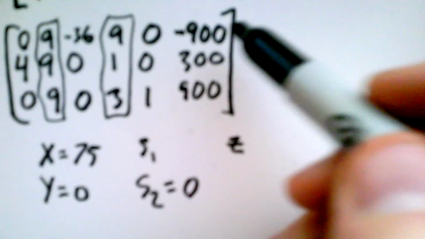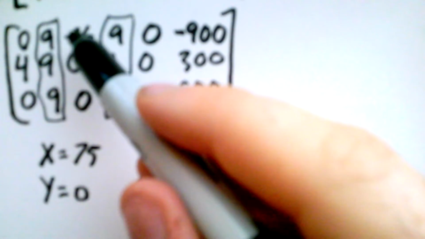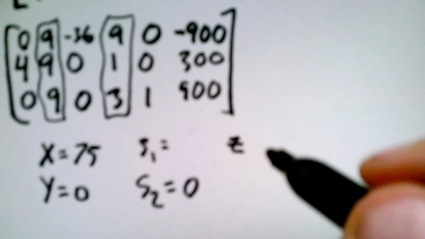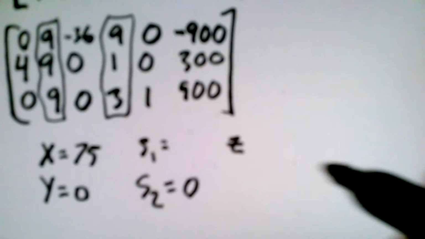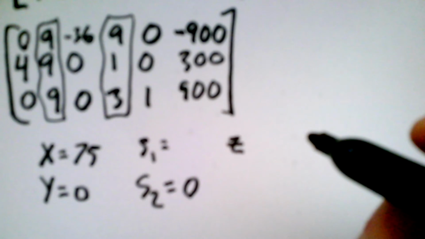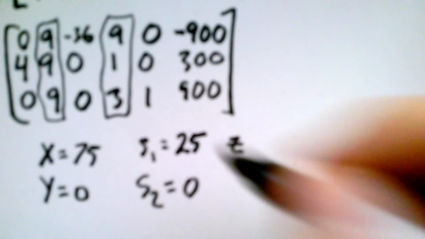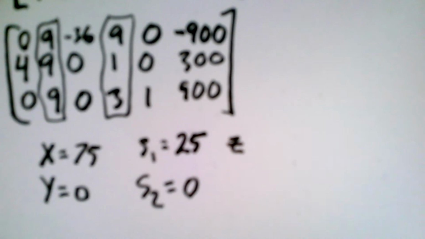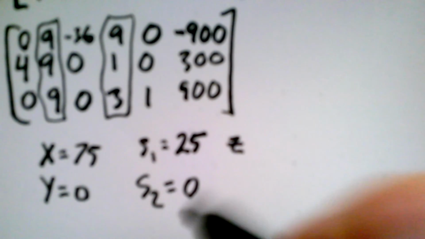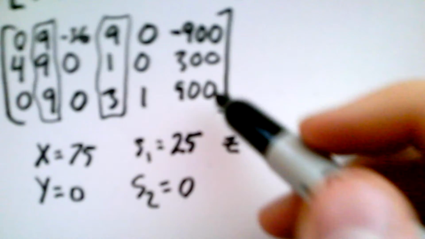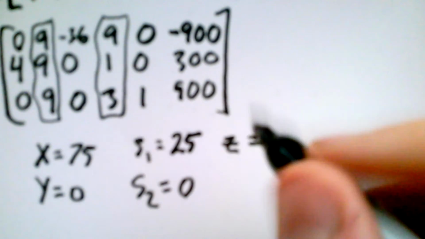We move on to the next one. 900 over 36, or negative 900 over negative 36, is the same as 900 over 36, which is the same as 300 over 12, which is the same as 100 over 4, which is 25. And then this is our z column. We have 900 over 1 is our value for z.